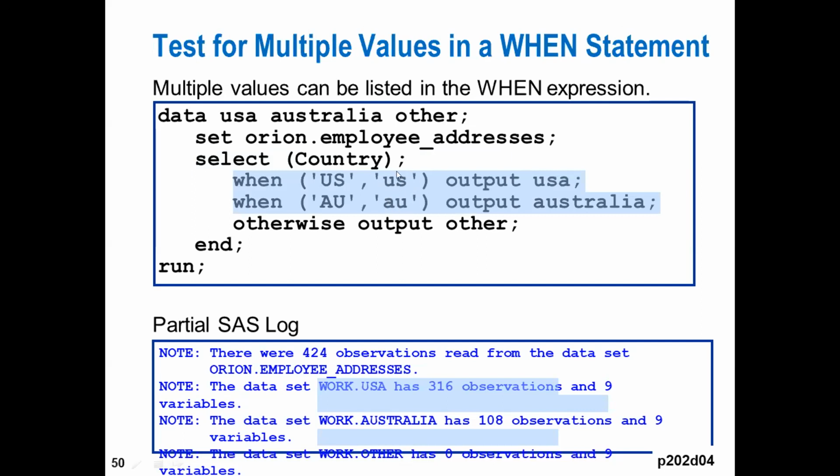See this? Here, in the first statement we are saying when US, then output will go to USA; AU, Australia, right? And the third one, otherwise, output others. It means we are saying others means anything apart from US and AU in small letters? No, no. In case you have any other value apart from uppercase and small case AU or US, it should go to other. That is why if you check this log, it's giving 0 observations for other.